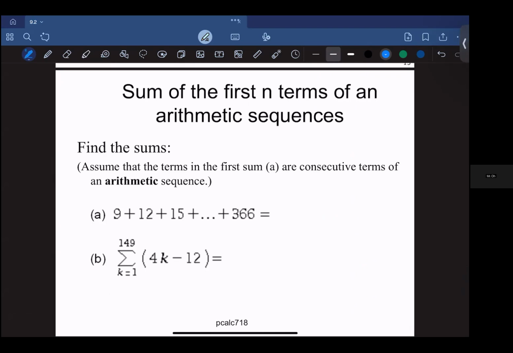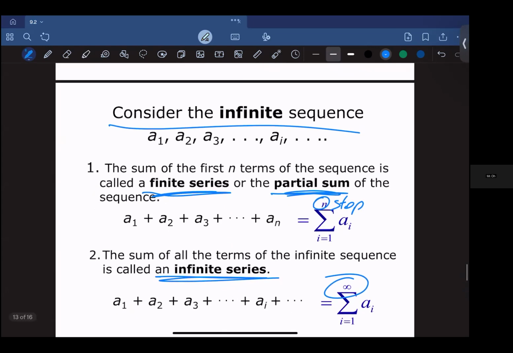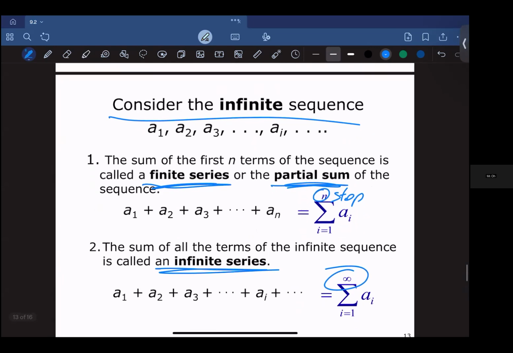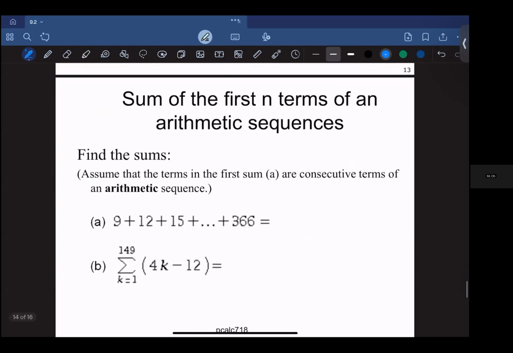Sum of the first n terms of an arithmetic sequence. Okay, so find the sums. By the way, we're kind of done with the infinite stuff. That was just a quick pit stop just to get it in your heads. But here's just a little bit more practice for us. Sum of the first n terms of an arithmetic sequence.